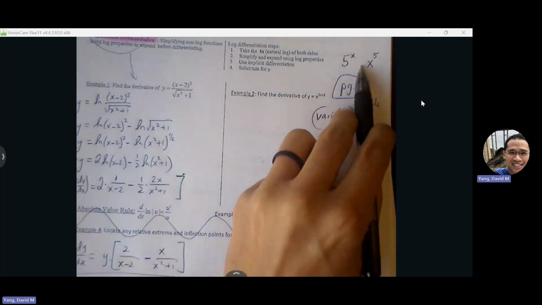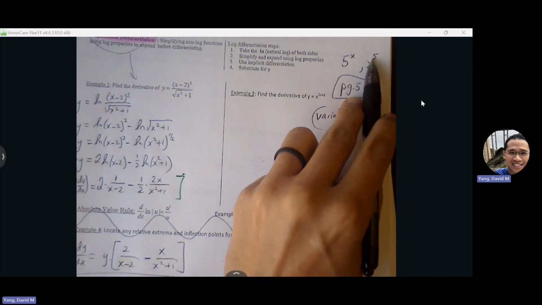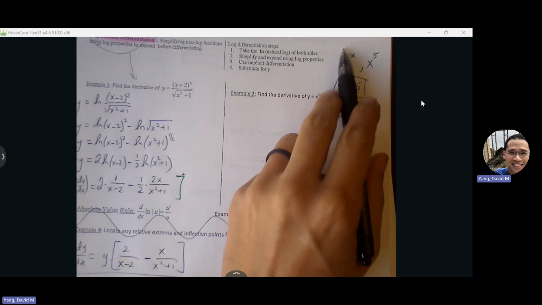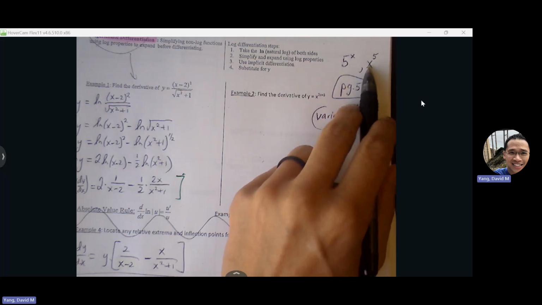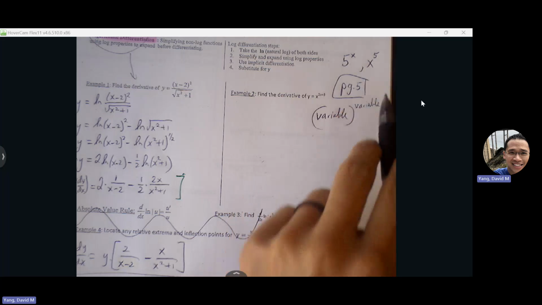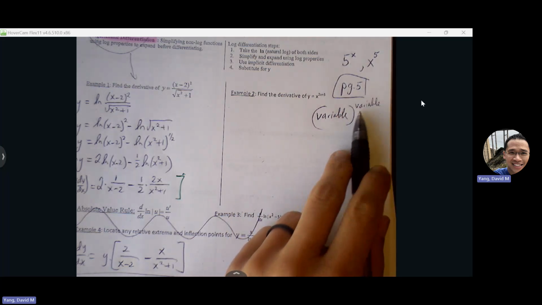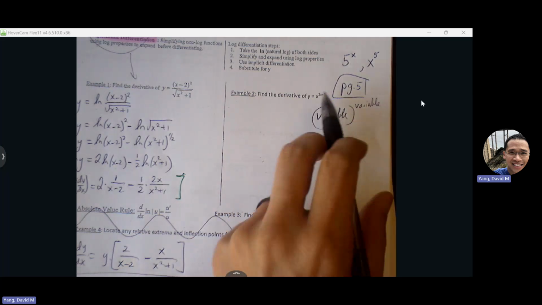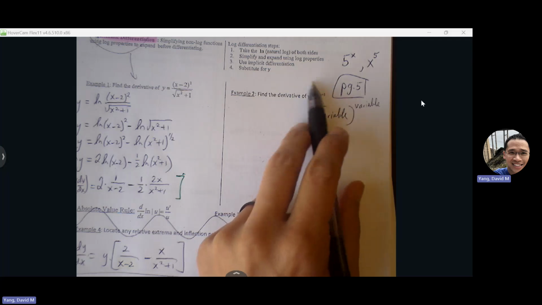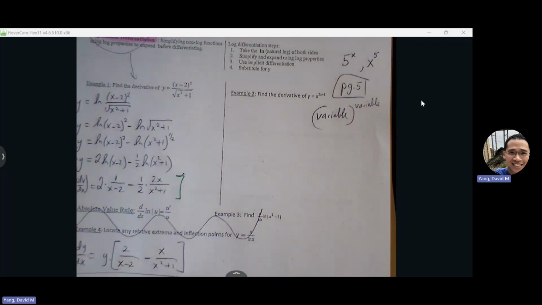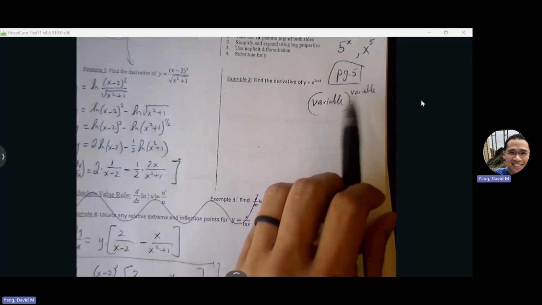A variable raised to a constant, or a constant raised to a variable. This is an exponential function. This is like a polynomial. These we have rules for, but we don't have a rule for a variable raised to a variable. So the idea is that if we turn this into a log problem, then we can get that right side to be in a different form using log properties, and then we all of a sudden have additional rules available to us that we don't have in this form.